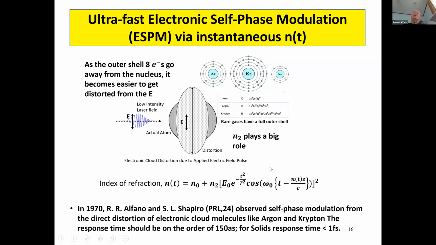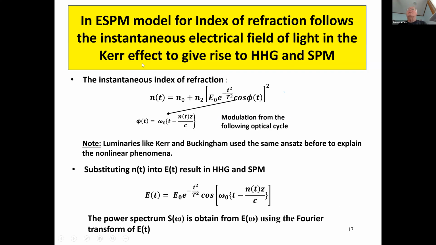Now, depending on the material, and a solid would be the electronic response, which could be up to a sub-picosecond or a femtosecond response time. And the underlying mechanism for the electronic self-phase modulation is that you take the index of refraction, which has got the N2 E squared, this is the electric field squared, and this is the phase. And if you stick that into the phase, you get the NFT of the electric field, and then you take a power spectrum using a Fourier transform.